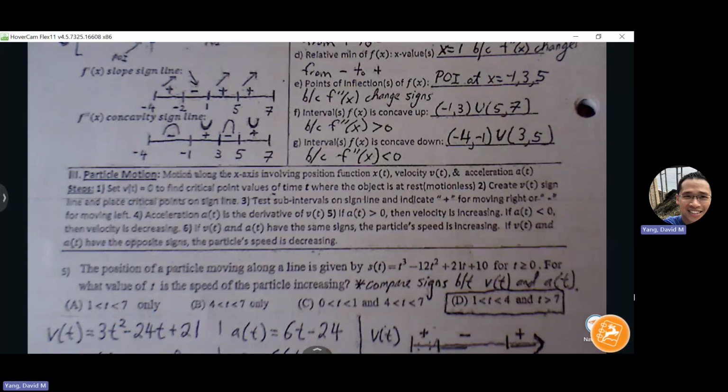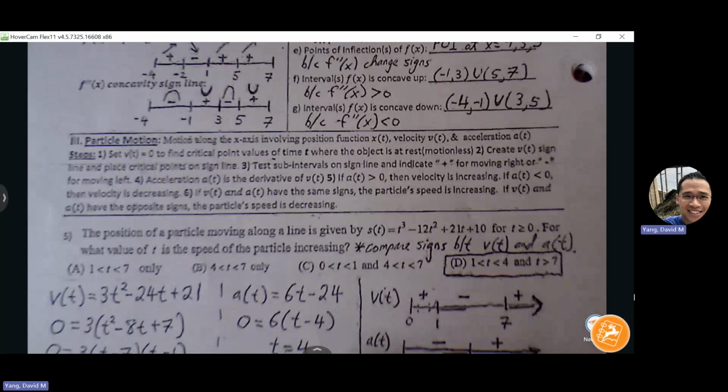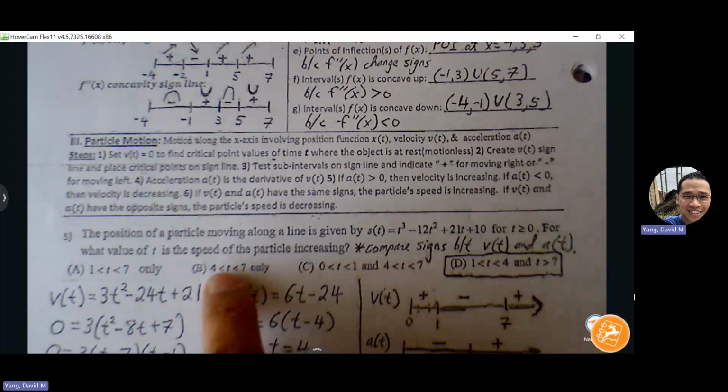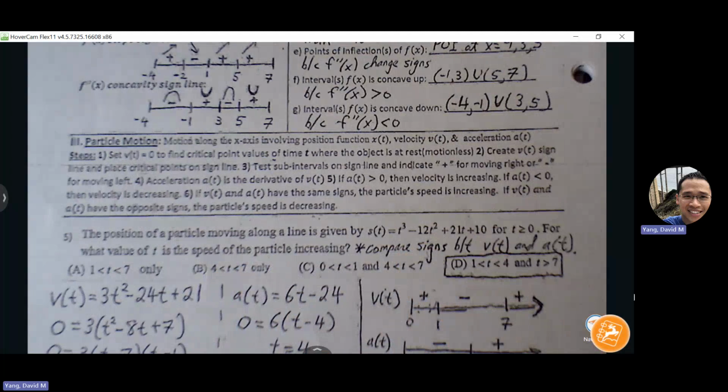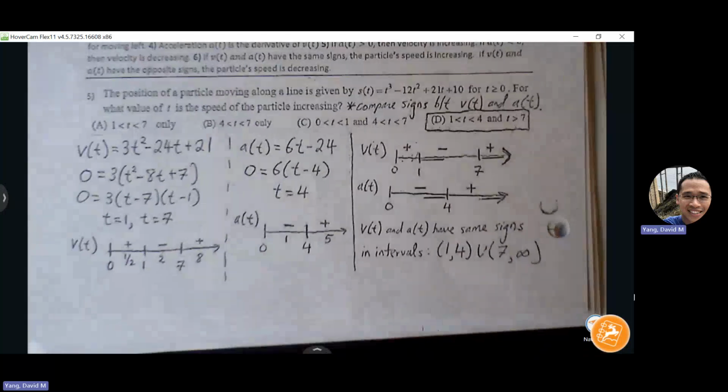So if we look at number 5, it says, for what values of t is the speed of the particle increasing? So increasing and decreasing speed, we have to find by comparing the signs between velocity and acceleration. So here, because we want to look for increasing speed, we want to check to see where velocity and acceleration are going to have the same signs. So let's go ahead and create velocity and acceleration sign lines.